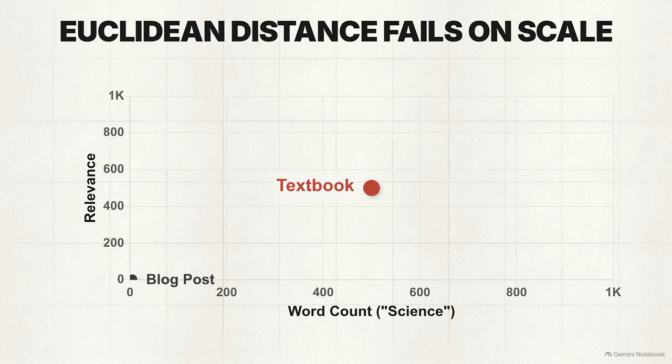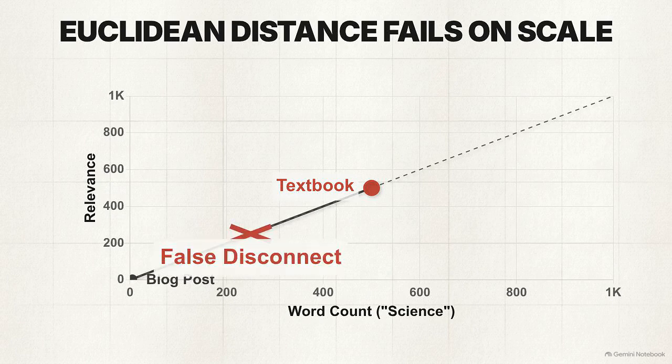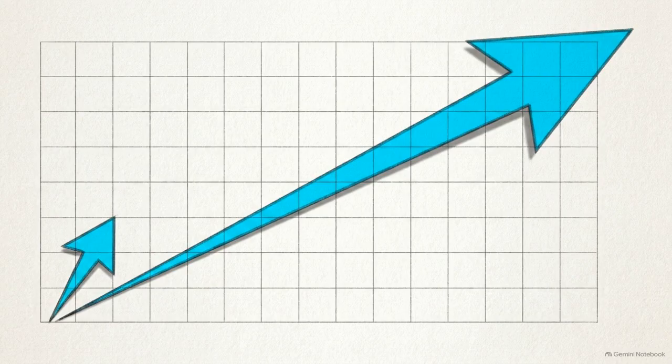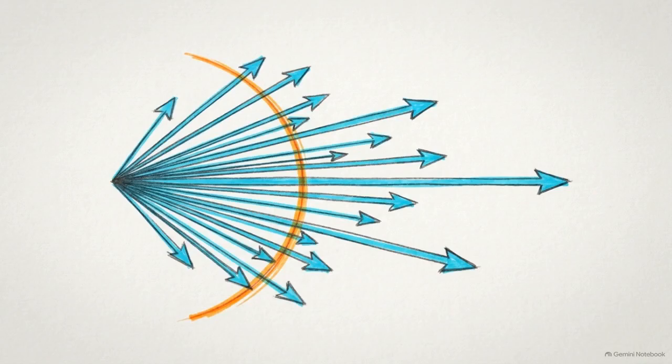Imagine the point near the origin is a short blog post mentioning science 5 times, while the second point, far out on the exact same trajectory, is a textbook mentioning science 500 times. Because Euclidean distance relies on magnitude, the algorithm misinterprets this spatial gap and concludes that the article and the textbook are unrelated. Any metric dependent on size fails when faced with scale. Machine learning requires a measurement immune to magnitude.